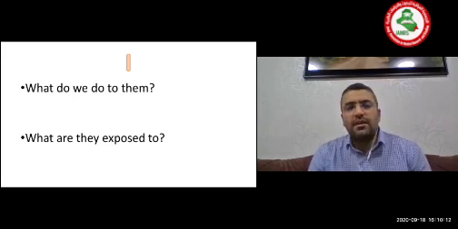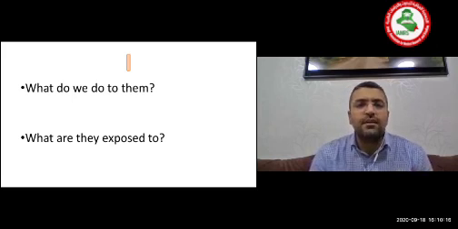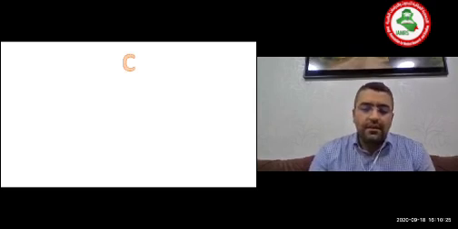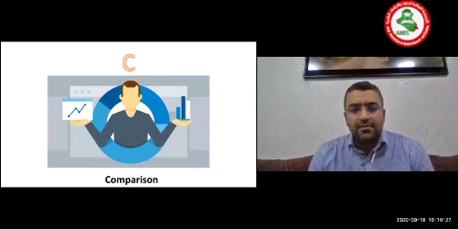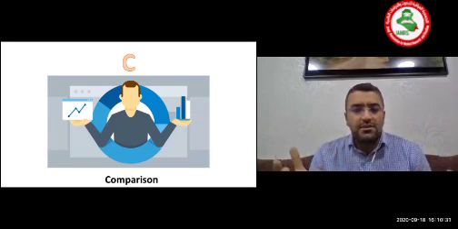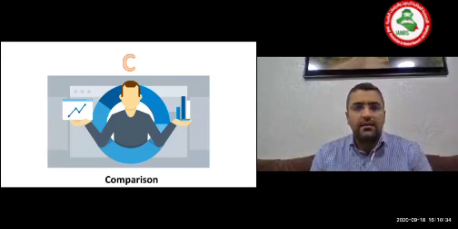Or what are they exposed to? So you may include only people who are infected with COVID-19 in your study, for example. The third letter of the PICO is the C, and the C stands for comparison. Always we want to compare the intervention with a comparator, okay?